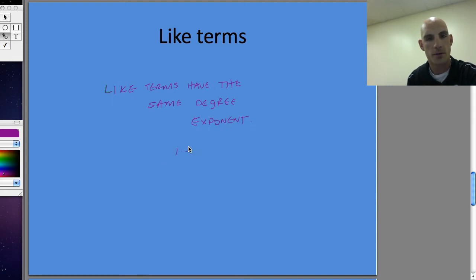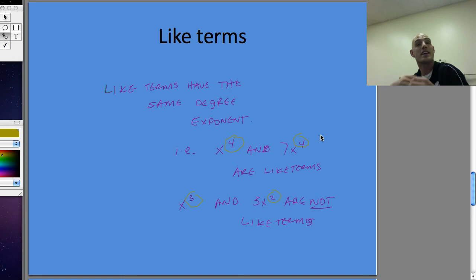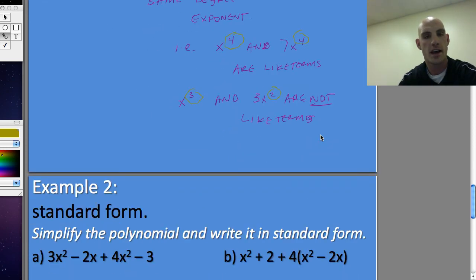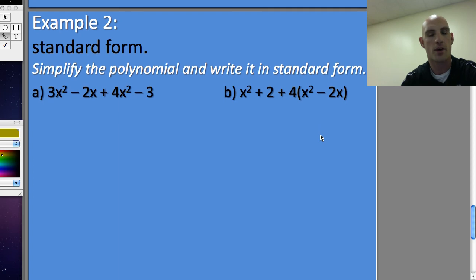Okay, so for example, x to the fourth and 7x to the fourth are like terms. But x to the third and 3x squared are not like terms, because we are looking strictly at the exponents here. Okay? We're looking only at the exponents, and the exponents tell us that if they're not the same, then they're not like terms. In example 2, we're going to simplify the polynomial and write it in standard form.